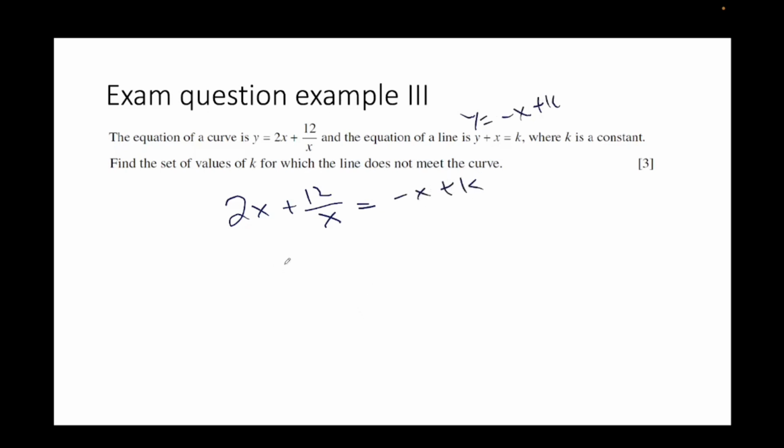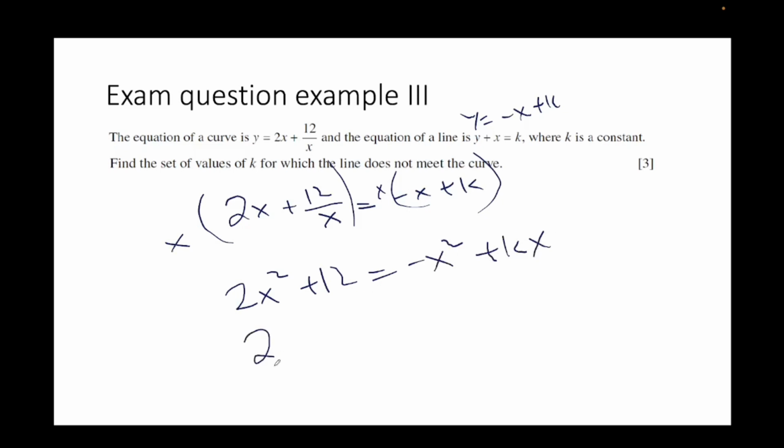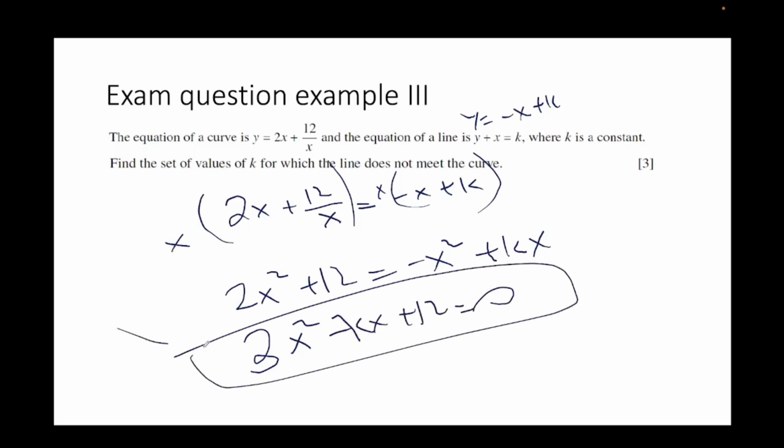As in, we'd realize we can multiply both sides by x, can't we? What happens? 2x squared plus 12 equals negative x squared plus kx. So it's going to be 3x squared minus kx plus 12 equals 0. Do you see what I mean? We basically turn the intersection into something that definitely has a discriminant, doesn't it? And if the discriminant exists, what?